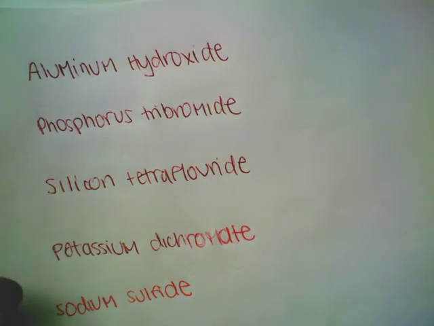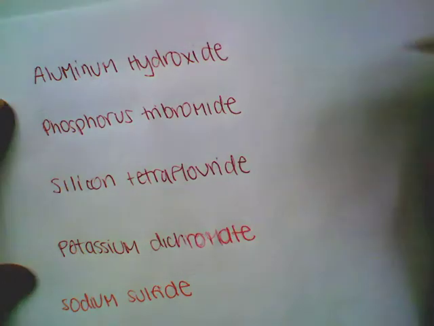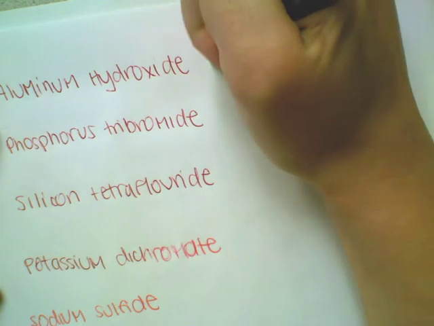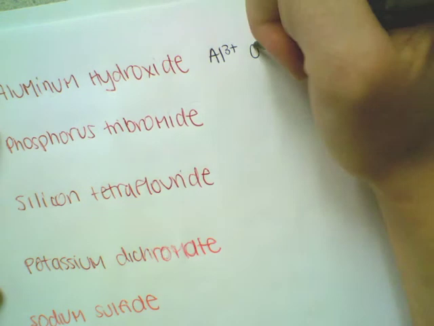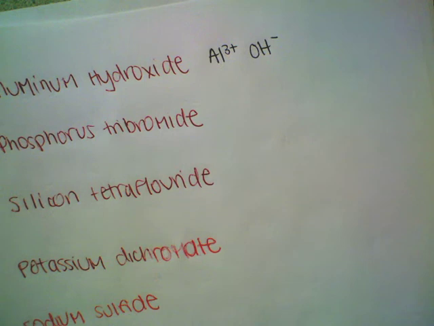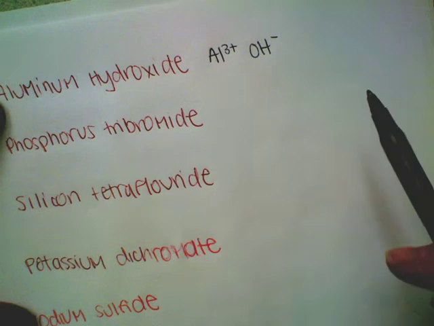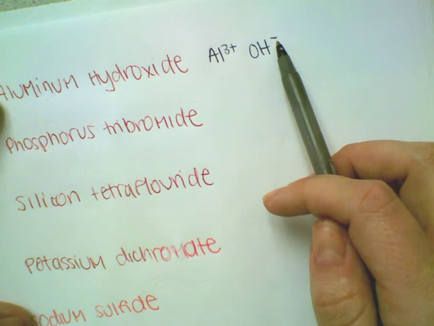And then aluminum has a +3 charge. So I have aluminum 3+, which I am combining with hydroxide, which has a -1 charge. What I want is for these charges to add up to 0 when I put them into a compound. By definition, an ionic compound is going to have the charges balanced. So the lowest common multiple between 3 and 1 is 3.